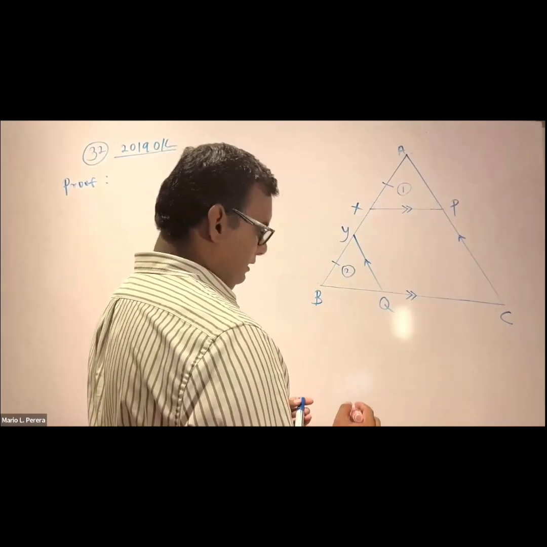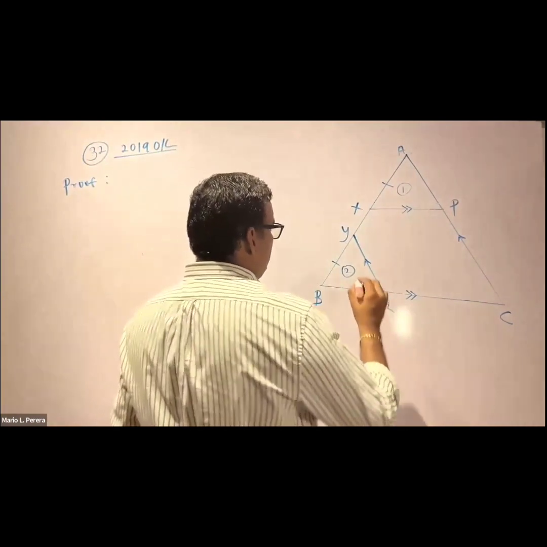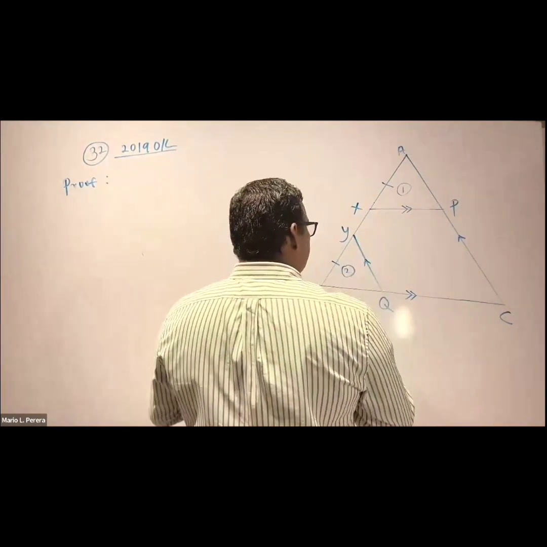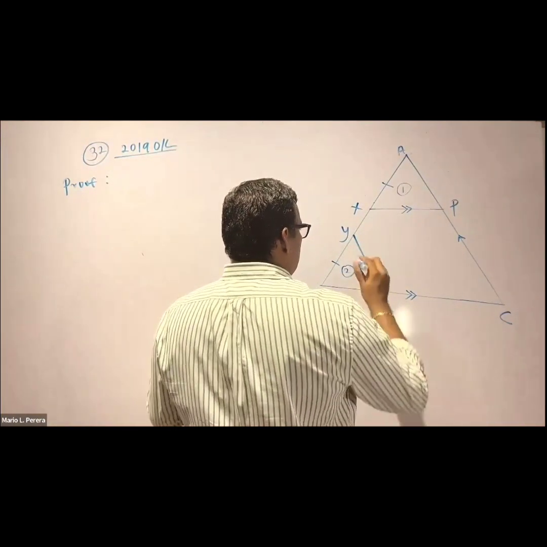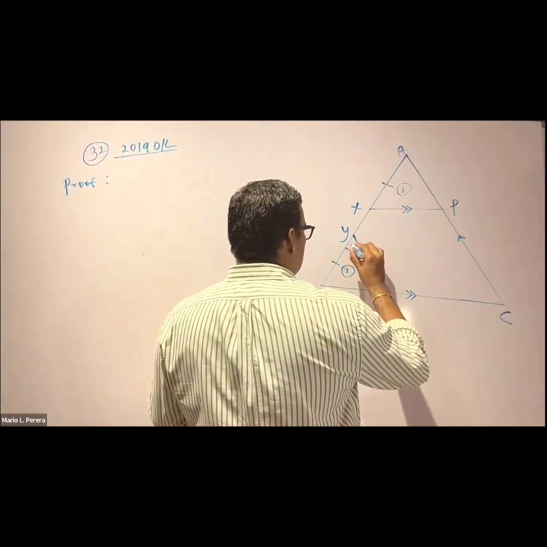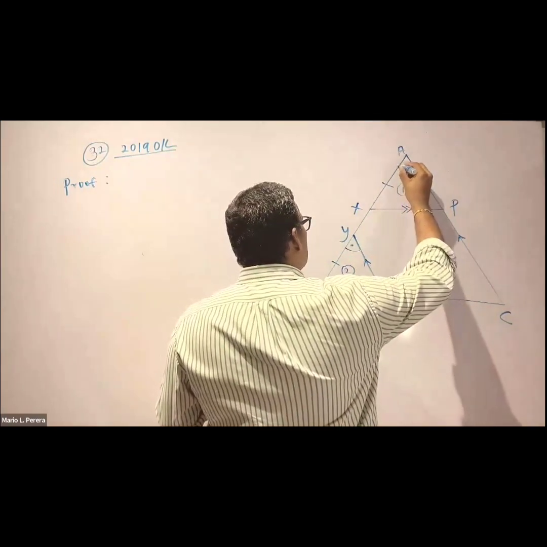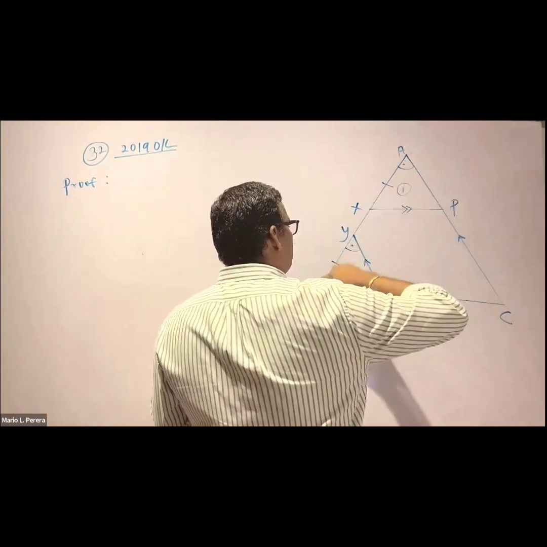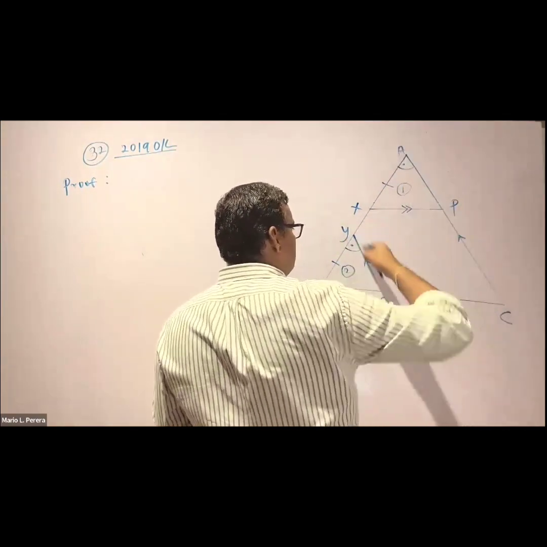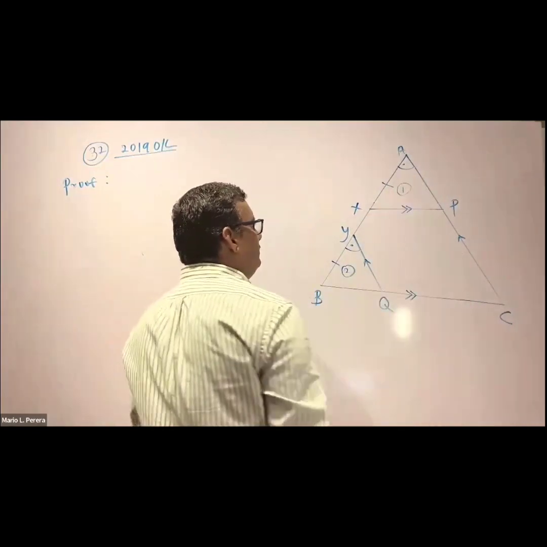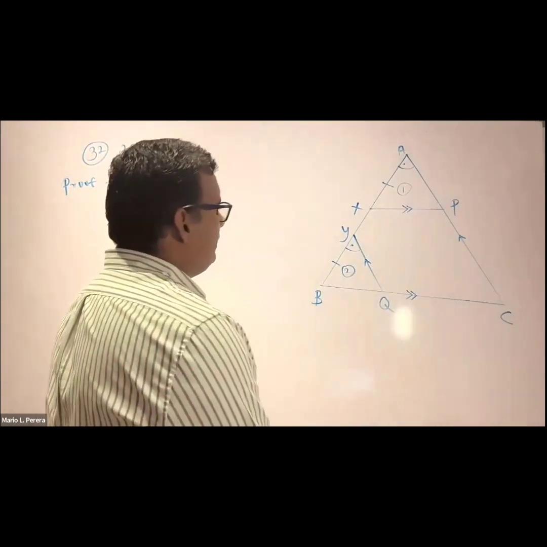What are the equal angles we have? This angle is equal to this angle, we can say, because we have F shape corresponding angle. So this one is equal to this one, that's right. What other angle can we make equal?